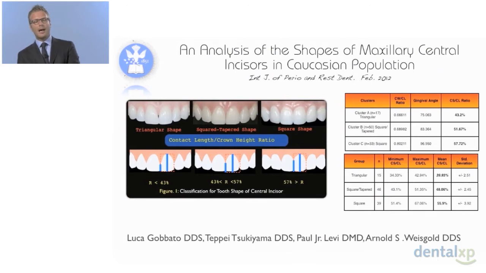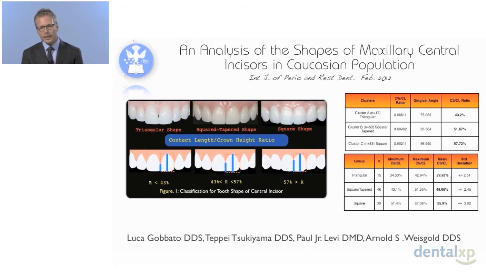We tried to analyze this as well from the shape of the teeth, and we analyzed several dental students in order to come up with a classification of tooth shape. We related the length of the crown to the length of the contact surface, and we saw that if the ratio between the length of the crown and the length of the contact surface is less than 43%, we are facing a triangular tooth shape, while if this ratio is higher than 57%, then we are dealing with a square tooth shape.